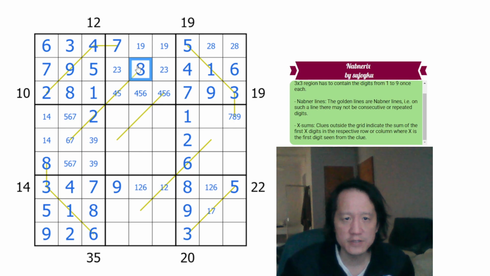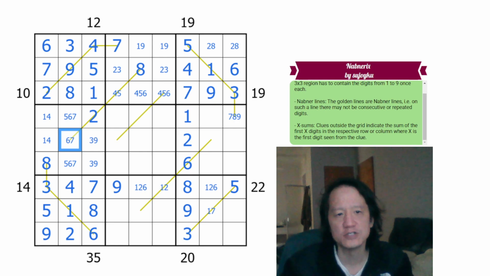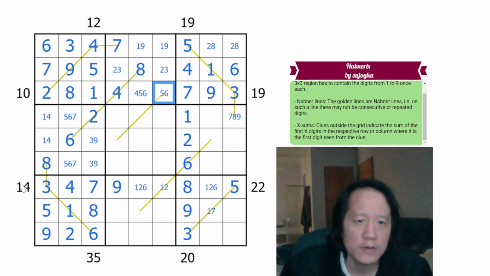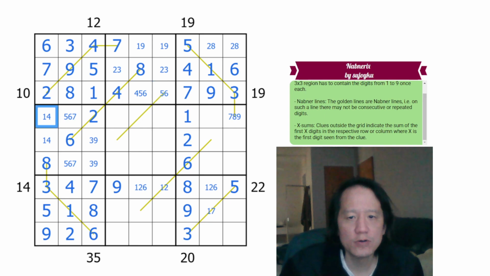This is 8, so this can never be 7 because you can't have consecutive digits on the same Nabner line. So this is 6. This can't be 5 then because you can't have 5 and 6 together on the same Nabner line because those are consecutive. So this has to be 4. This cannot be 4, so this is 5 or 6. This can't be 1 anymore, so this must be 4, which means this can't be 4. That's a 1.